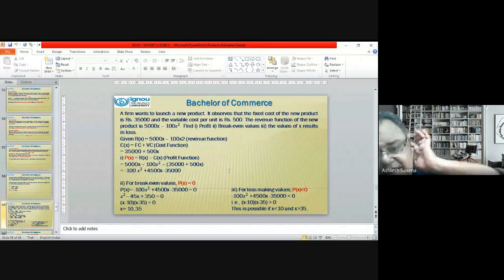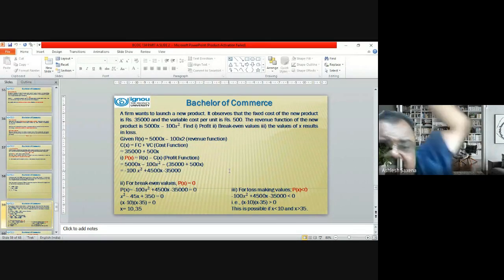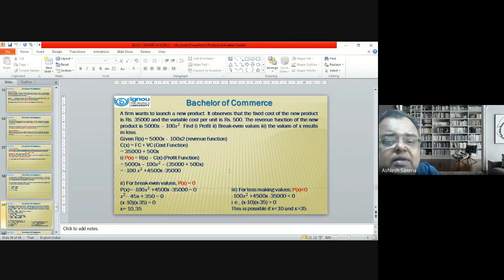Now we move to the second line. The revenue function of the new product is 5,000x minus 100x². Okay, you have a cost function, you have a revenue. You have to find profit. Profit is calculated by revenue minus cost. Straight away put in the values: 5,000x minus 100x² minus (35,000 plus 500x). So we get minus 100x² plus 4,500x minus 35,000.